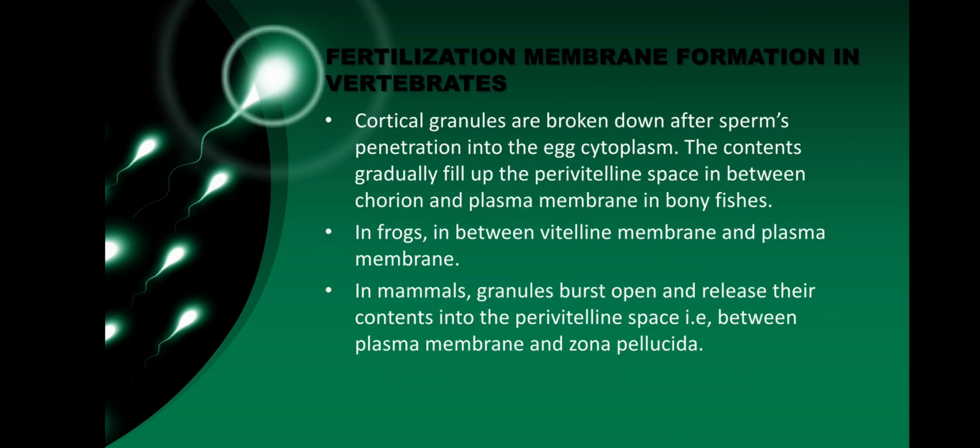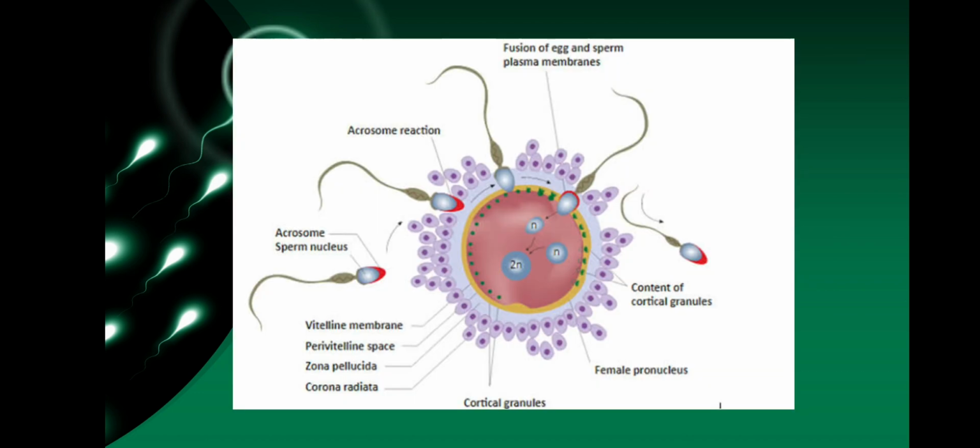Next, how does fertilization membrane formation occur in the case of vertebrates? Cortical granules are broken down after the sperm's penetration into the egg cytoplasm in vertebrates, and the contents gradually fill up the perivitelline space between the chorion and plasma membrane in the case of bony fishes. In the case of frogs, the perivitelline space is filled in between the vitelline membrane and the plasma membrane. In mammals, granules burst open and release their contents into the perivitelline space, that is, between the plasma membrane and the zona pellucida. So this is a representation of how polyspermy is inhibited.